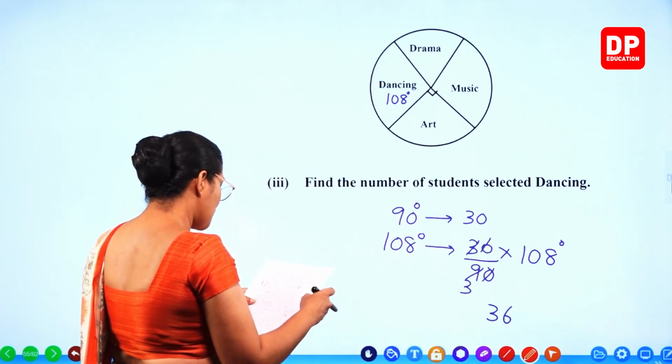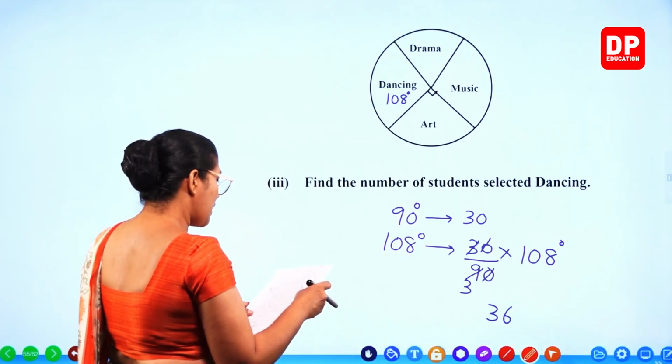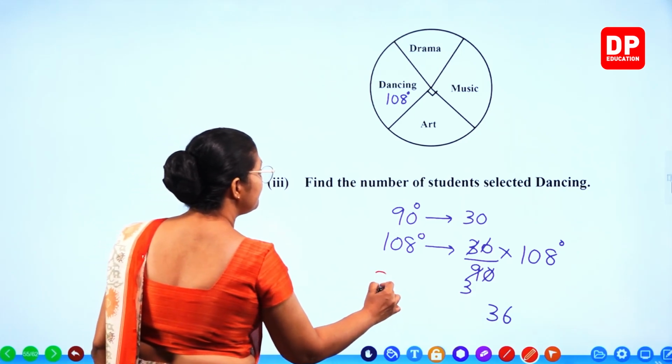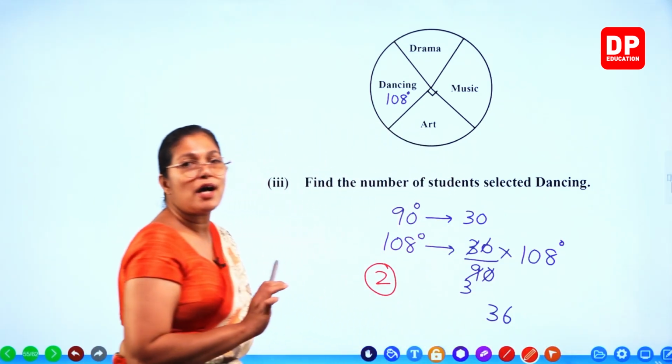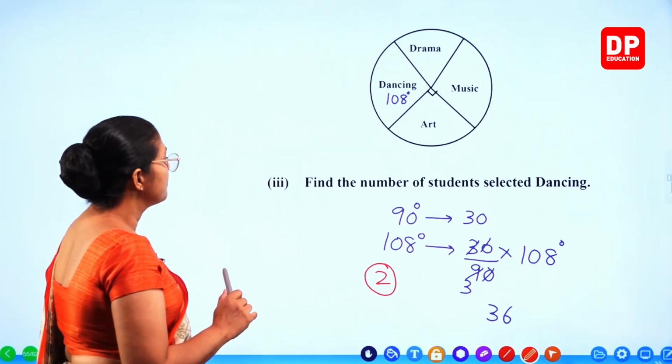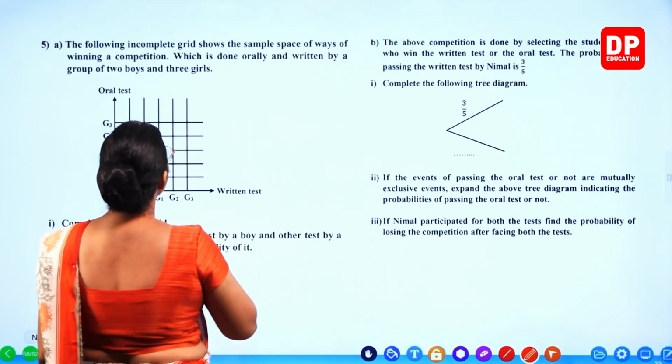So how many marks for that part? You are getting 2 marks. So altogether we gave 10 marks for the whole question. Let's do the last question.